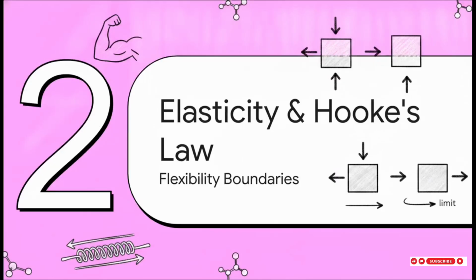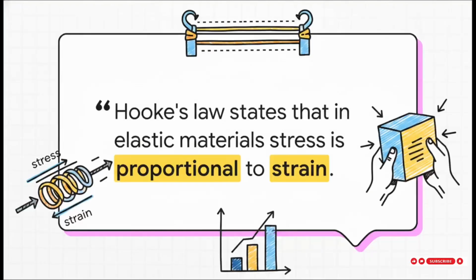Moving right along to Section 2, Elasticity and Hooke's law. Our source provides this super fundamental quote. Hooke's law states that in elastic materials, stress is proportional to strain. So what does that mean in plain English? It means that as long as you're within a material's elastic limit, the amount you pull or push it, the stress, will result in a perfectly proportional amount of stretching or squishing, which is the strain. It is literally the core rule of stiffness and rigidity.